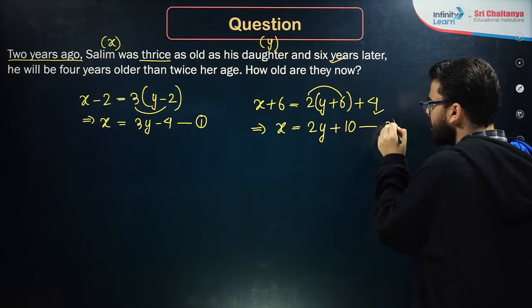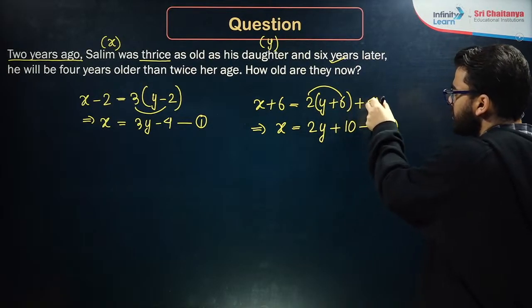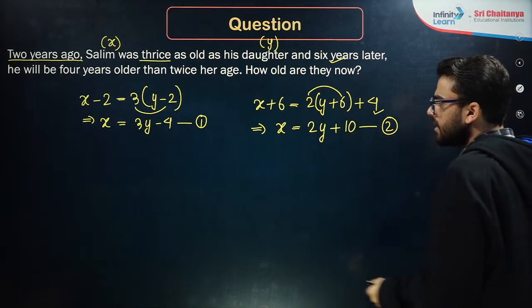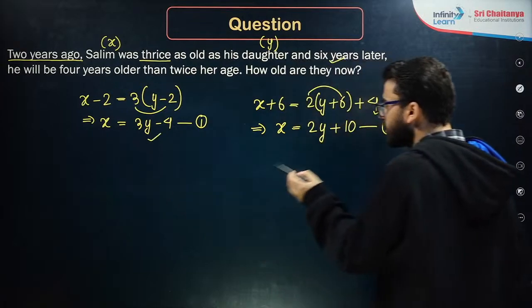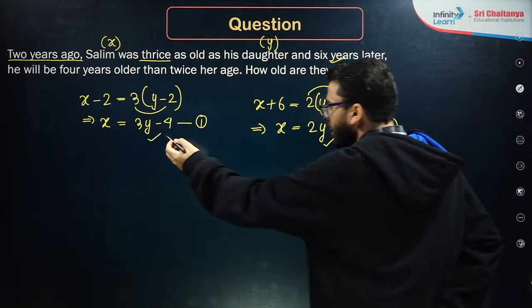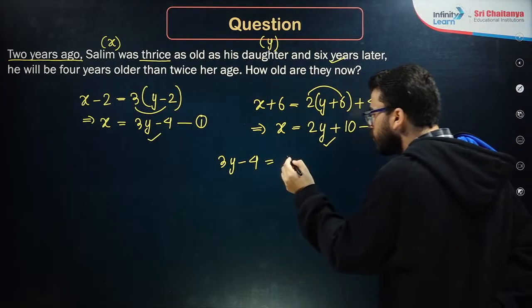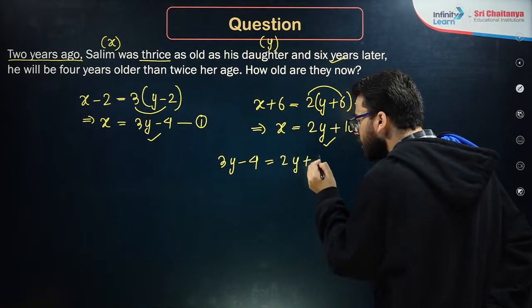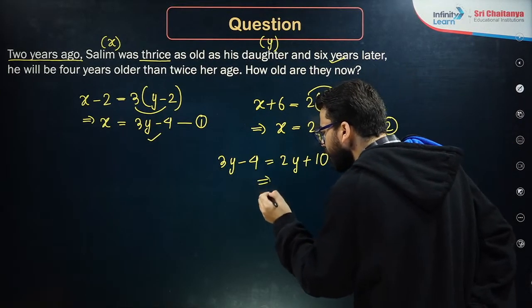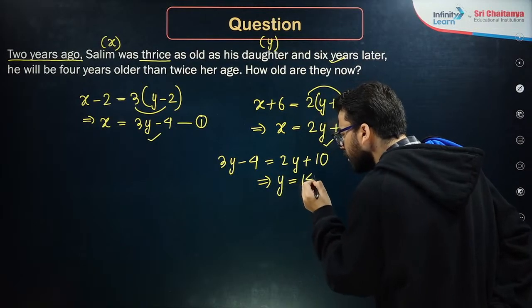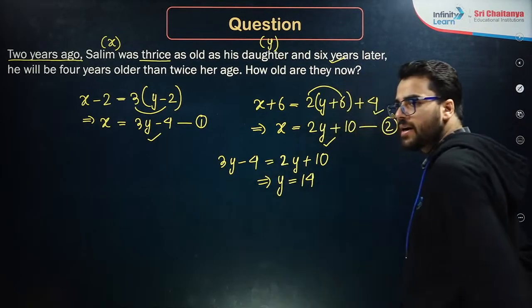So this is the second equation. If that is correct, 12 plus 4 is 16, minus 6 is 10. So you see from both the equations, x is equal to this and x is equal to this. So can we say that 3y minus 4 is equal to 2y plus 10? Yes or no? If you solve it, you will get y is equal to 14, or not? Yes or no, guys? y is equal to 14.